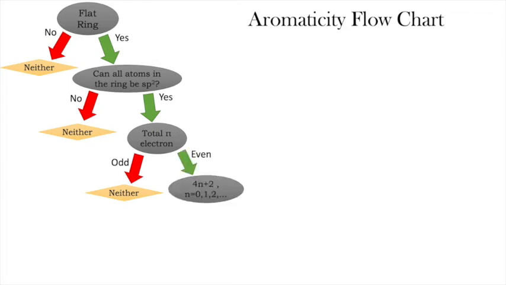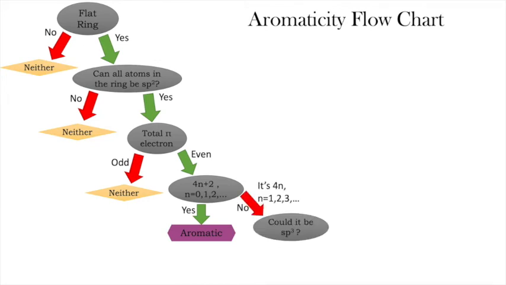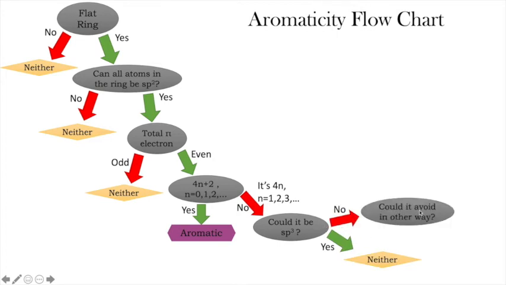If it's even, then you have to ask yourself, okay, does it have 4n plus 2 electrons, where n is 0, 1, 2, whatever? If yes, then it is aromatic, and it's low in energy. If it's not, then it's going to be 4n pi electrons, and then you have to ask yourself, can I have an sp3 carbon? Because up above I asked if it can be sp2, but now can it be sp3? If it can be sp3, it's going to choose to be neither. If not, could it avoid it in other ways? If yes, it's neither. If no, then it's finally anti-aromatic, really high in energy. So you can see anti-aromatic really tries to not happen.